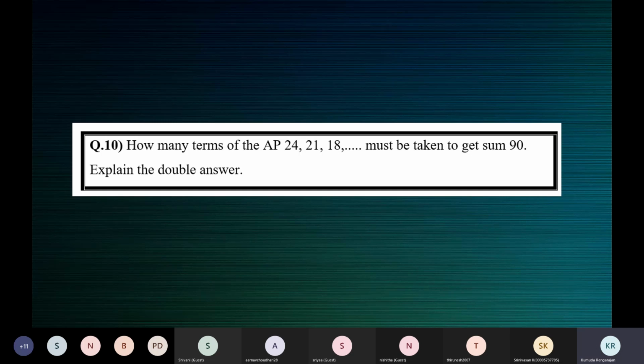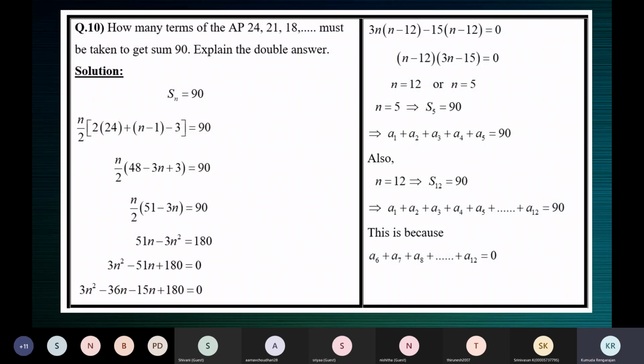Yeah, this you can take a screenshot, children. We have done a sum similar to this. Take a picture.